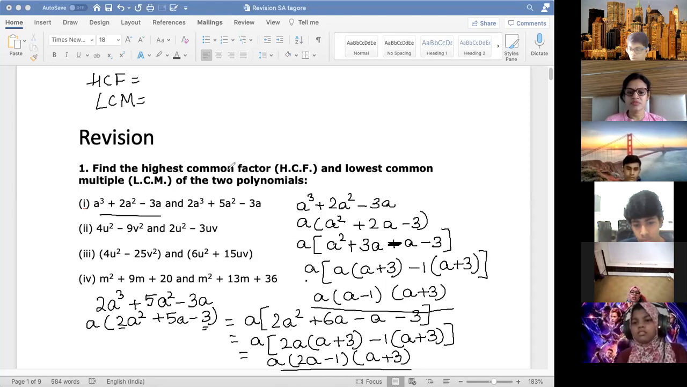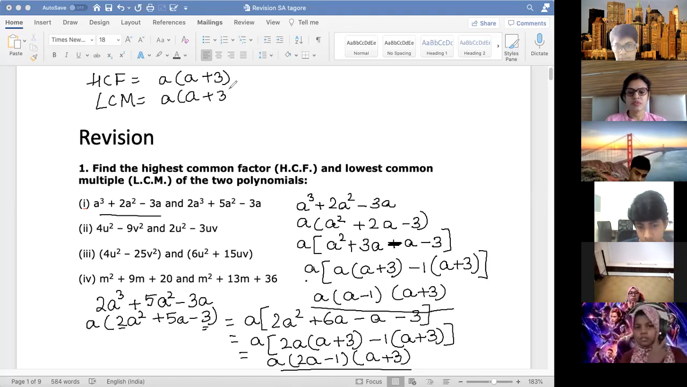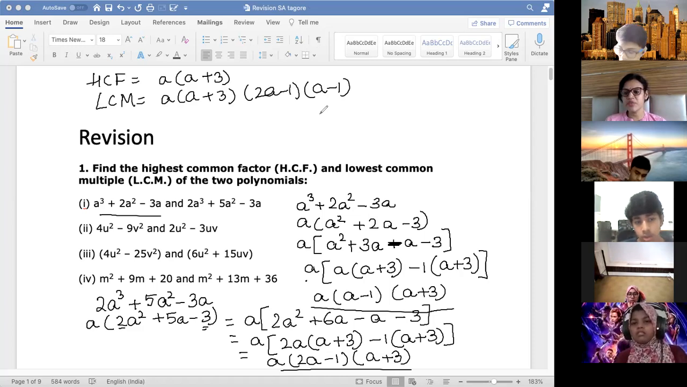A plus 3. And a is also common, na? Yeah, a and the bracket a plus 3. So a into a plus 3 is the HCF. Tell me the LCM also. Okay, somebody else will give me. Who will give me the LCM? Muazzam, what is the LCM in these two? Ma'am, it's a into a plus 3 into 2a minus 1 and a minus 1. Correct. So this is clear, how to find HCF and LCM. Understood everyone? You remember now how to do this?